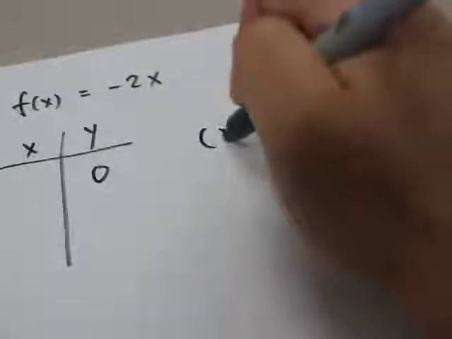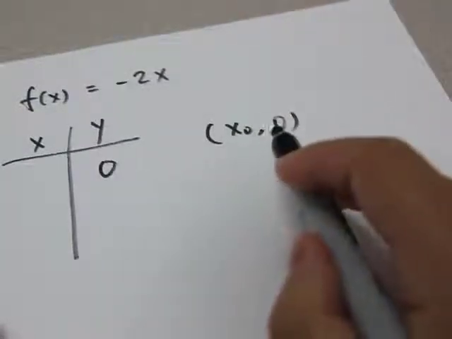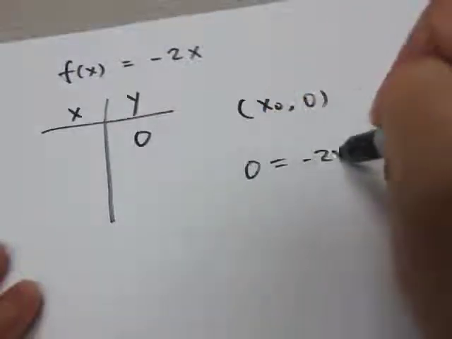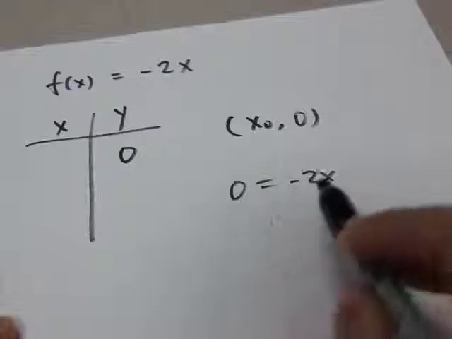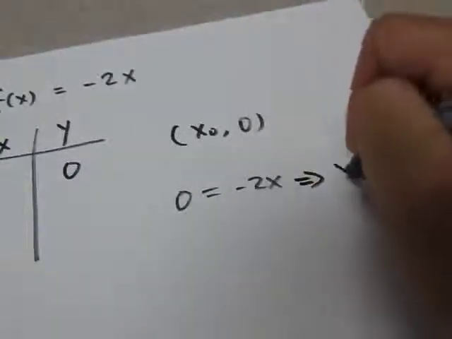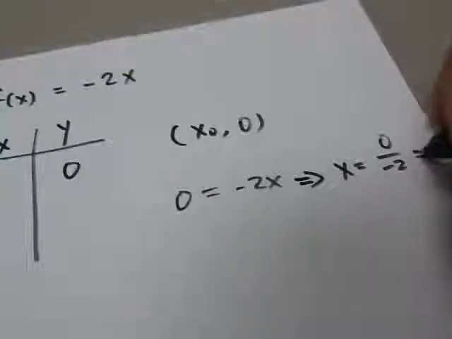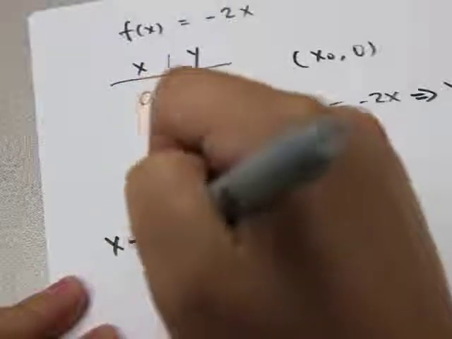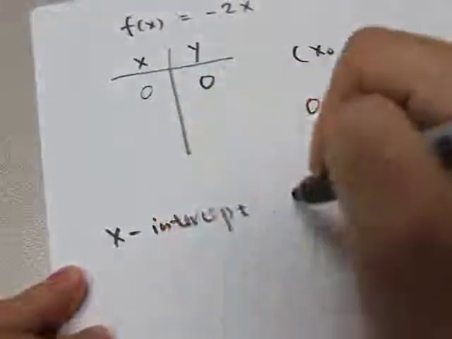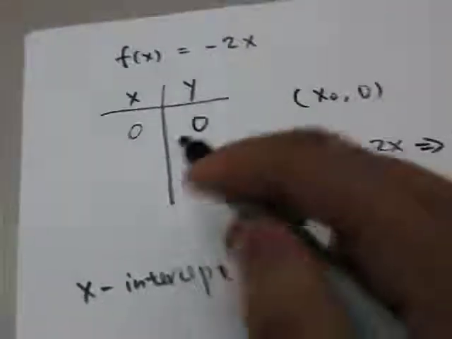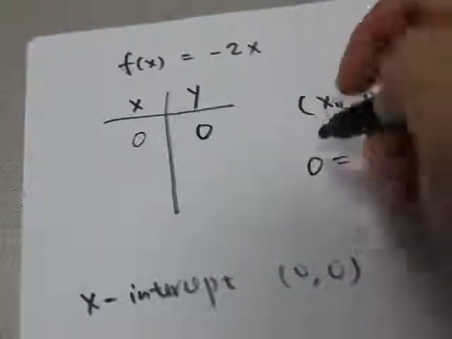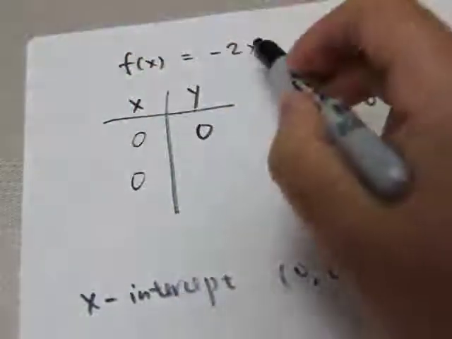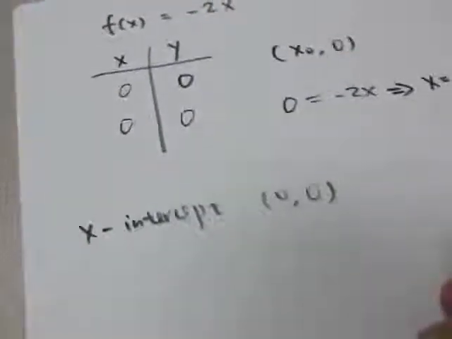To find the x-intercept, we know its y-coordinate is 0, right? Now if y equals 0, when we solve this equation for x, we will have x equals 0 over negative 2, so it's 0. So the x-intercept here is (0, 0). Now to find the y-intercept, we let x be 0. And when x is 0, you see the y is also 0.